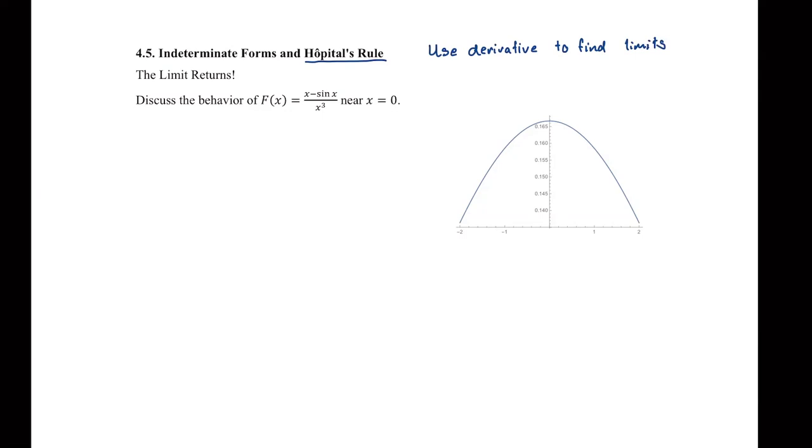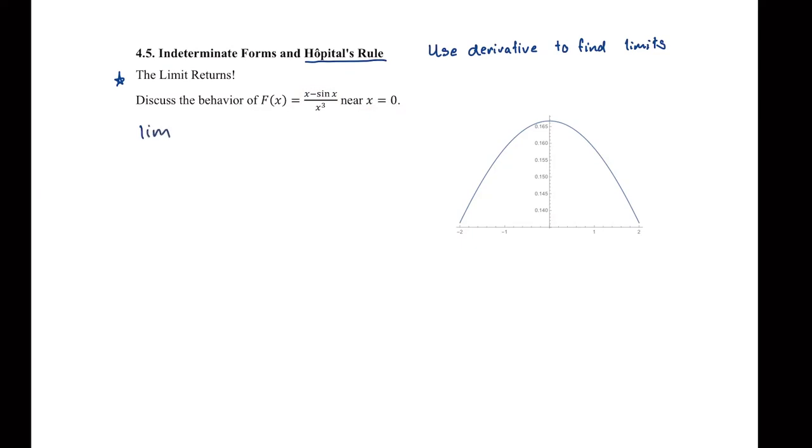So we can actually use the derivative to find limits. Yes, the derivative is the limit of the difference quotient, but we can now use our derivative rules to consider limits that we couldn't find before. So the limit returns. It sounds like a bad movie sequel, but it won't be too bad. Discuss the behavior of the given function, x minus sine of x over x cubed, near x equals 0.